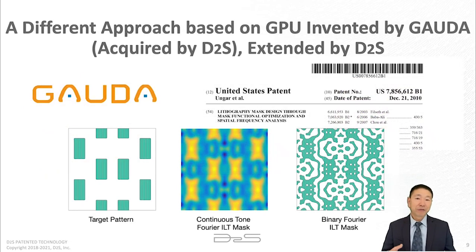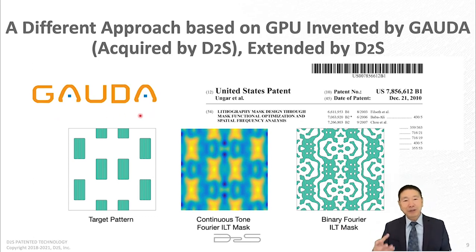The third approach was invented by Gauda. They started as a GPU-accelerated OPC startup. Then later on, they came up with their own method to solve the inverse problem. And what's really unique is not only is it GPU accelerated, but also they are trying to solve the problem in frequency domain. Because the scanner optics is band limited, solving the inverse problem in frequency domain is band limited. There's some benefit in terms of symmetry and MRC I'm going to show you later. And Gauda was acquired by D2S, so the D2S approach was based on Gauda's technology.